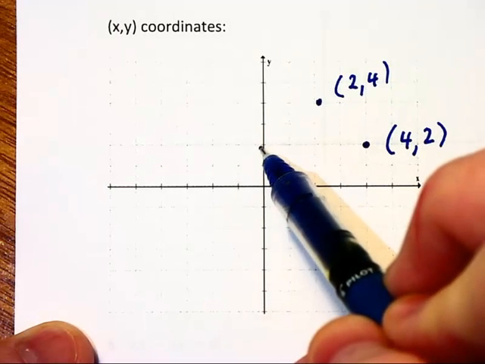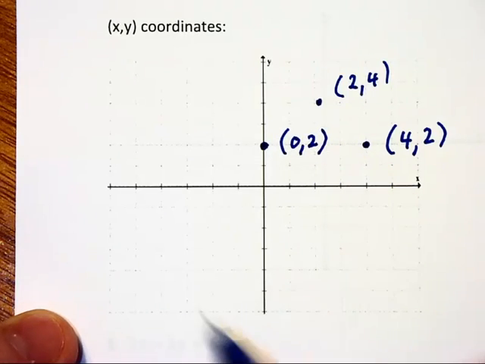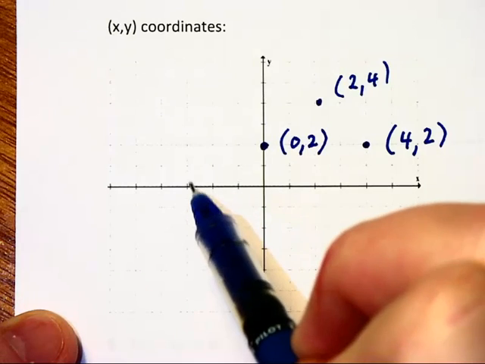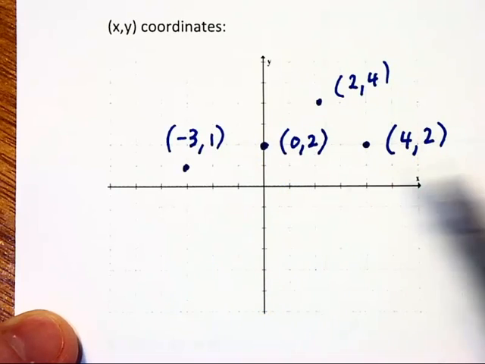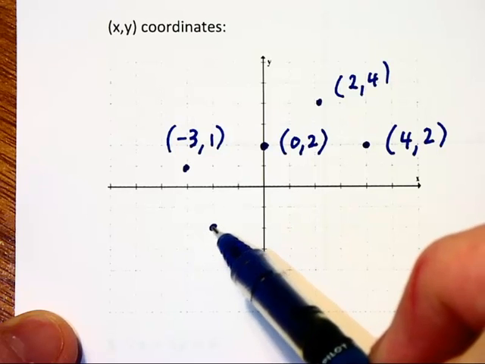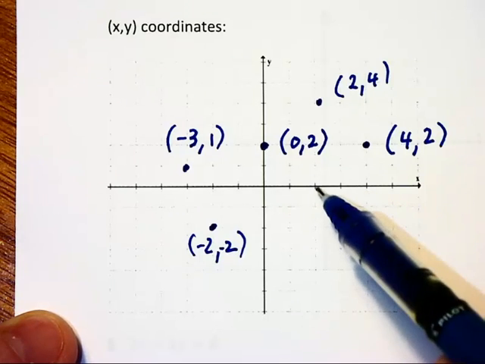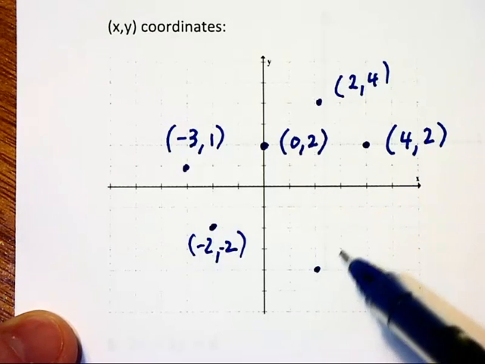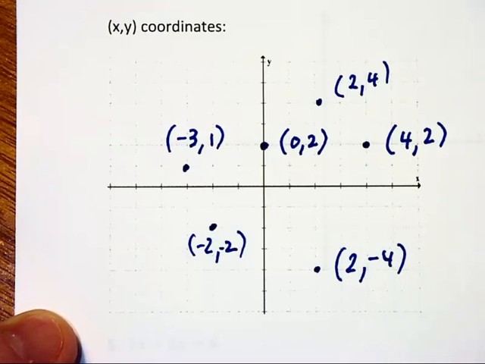Let's say we are on the positive y-axis. This point would be (0, 2). Over here on the left, if I go 3 units to the left and 1 unit up, that would be (-3, 1). Likewise, down in the third quadrant, this would be (-2, -2). And in the fourth quadrant, if I go 2 to the right and 4 down, that would be (2, -4), with +2 representing 2 to the right and -4 for 4 units down. It's that quick and simple, but you need to be very accurate on these.